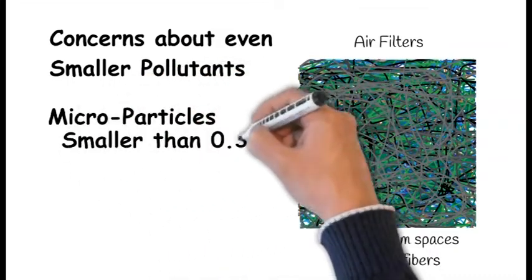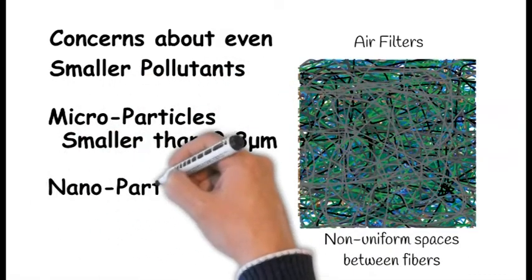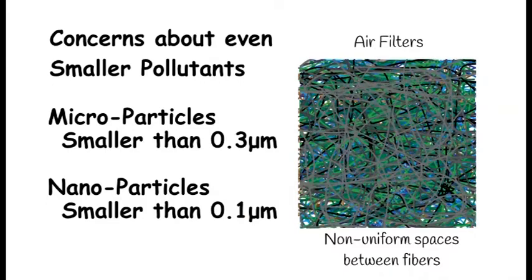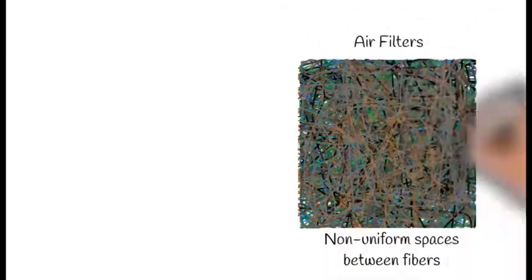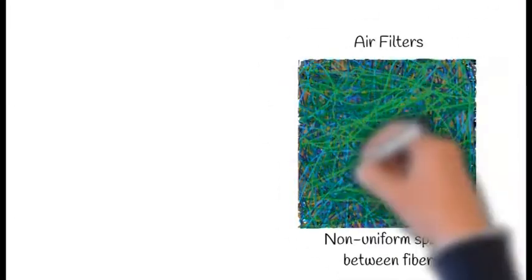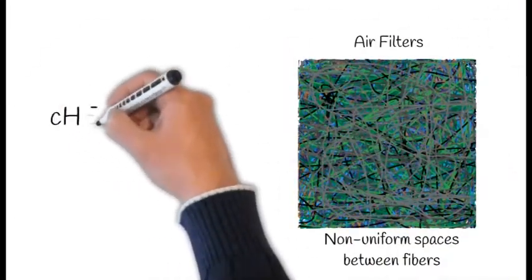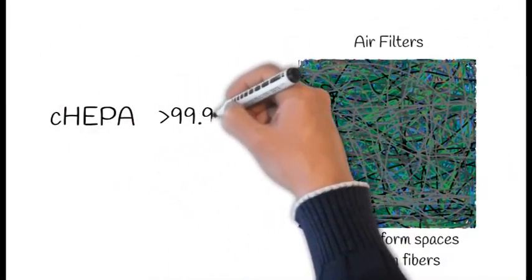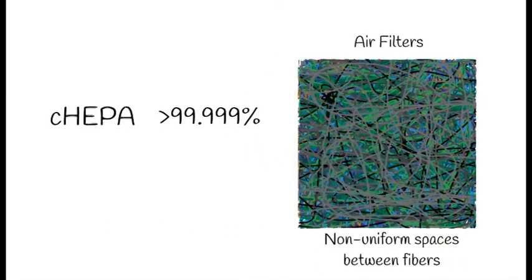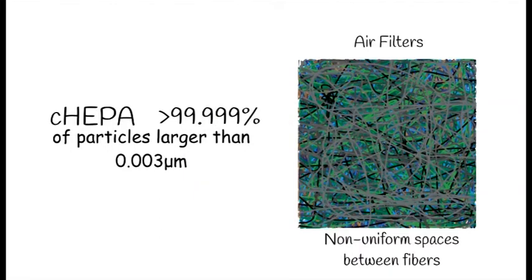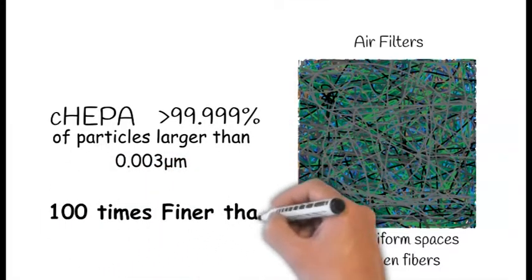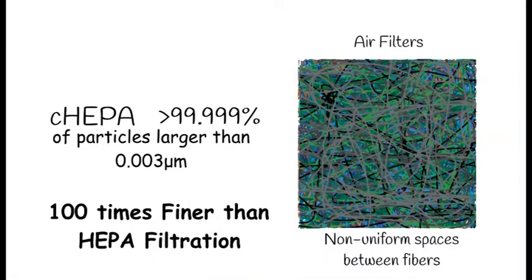Microparticles smaller than 0.3 microns, and nanoparticles smaller than 0.1 microns. To capture nanoparticles, filters even finer than HEPA filters are needed. The CHEPA filter is able to capture more than 99.999% of particles larger than 0.003 microns. That's 100 times finer than HEPA filtration.